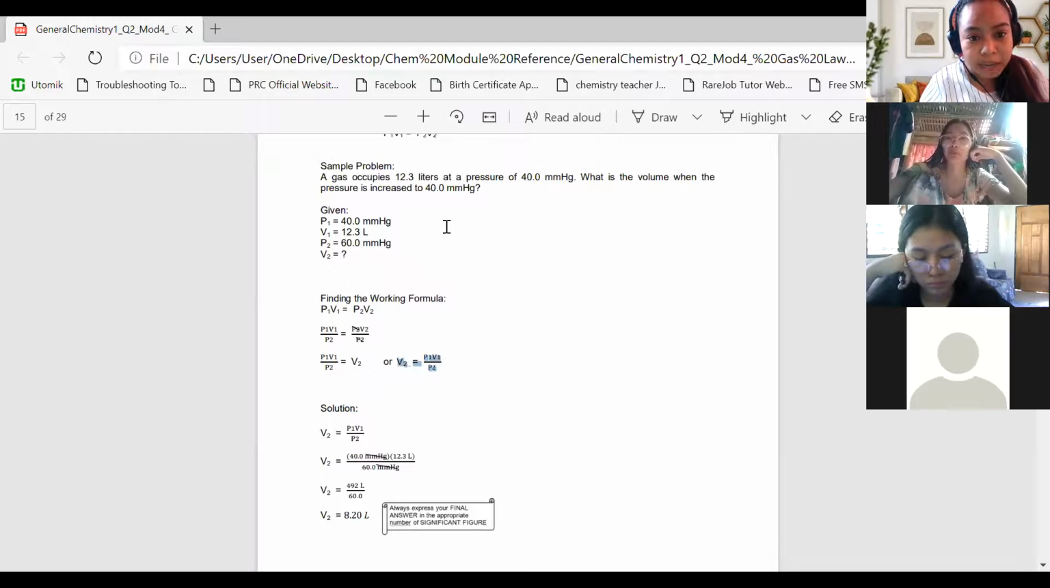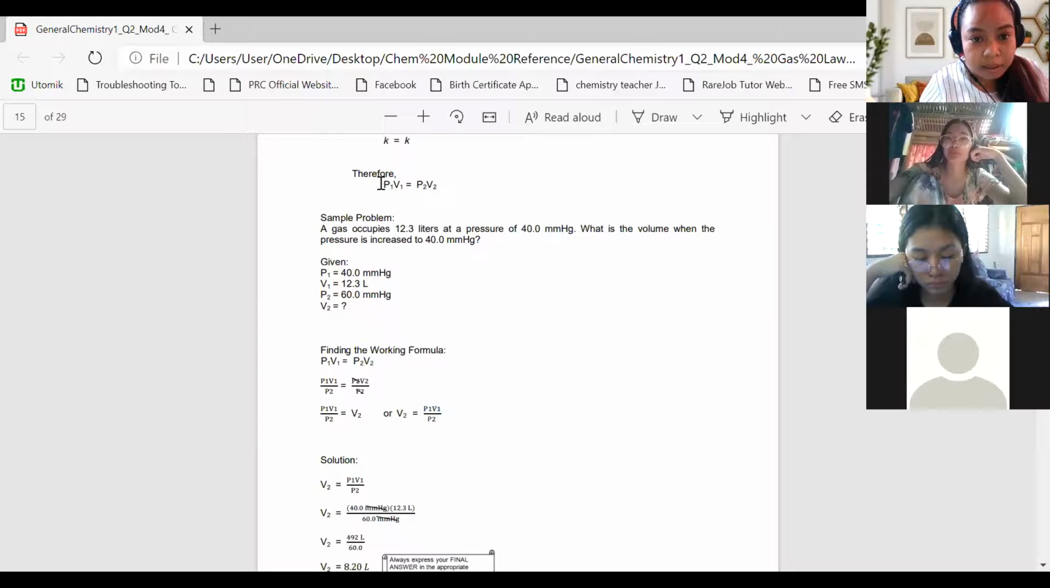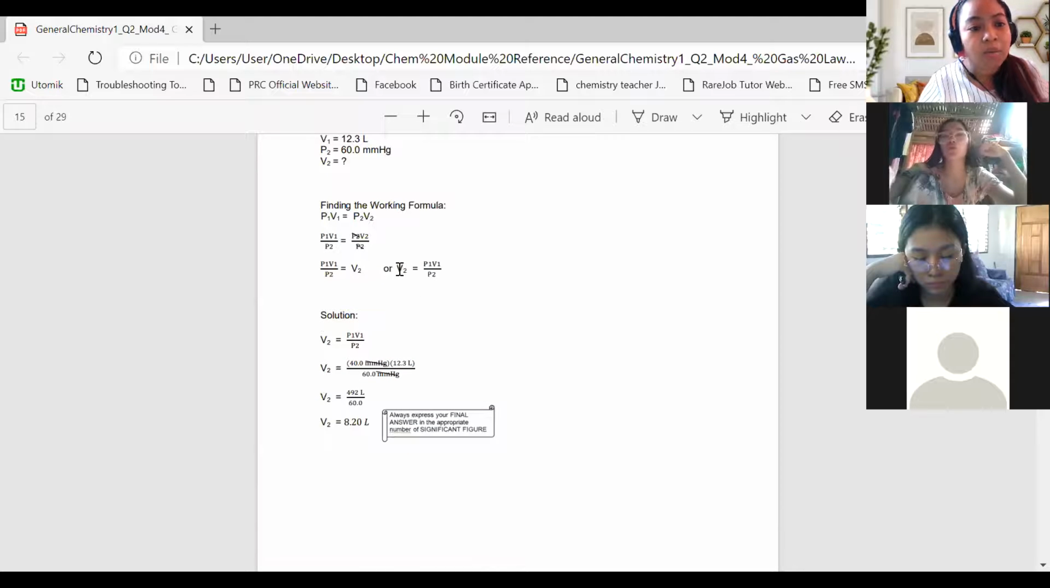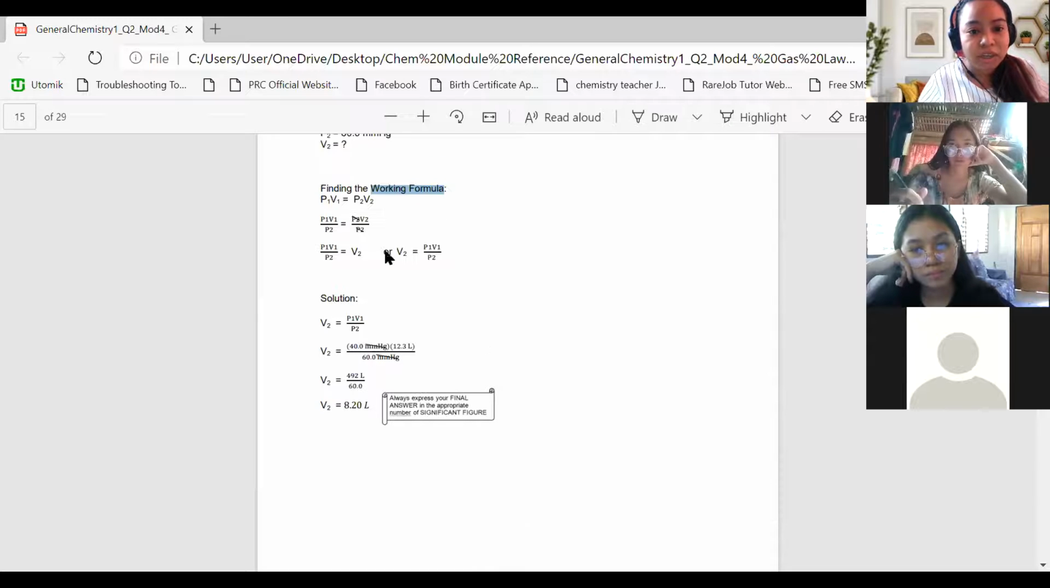This is the formula. This is what we call our working formula. So, we will use this to solve the problem. Mao nang gitawag siya working formula. Next. After determining the working formula, we do our solution.